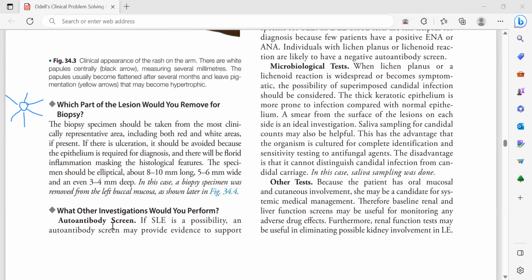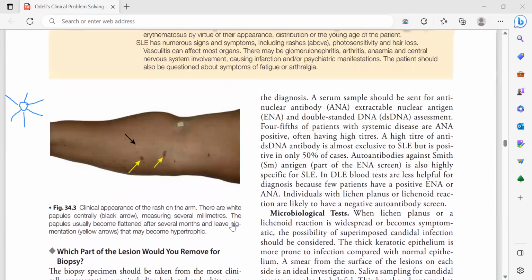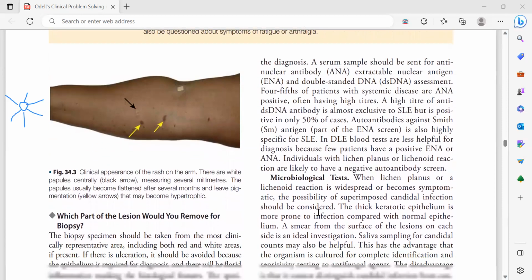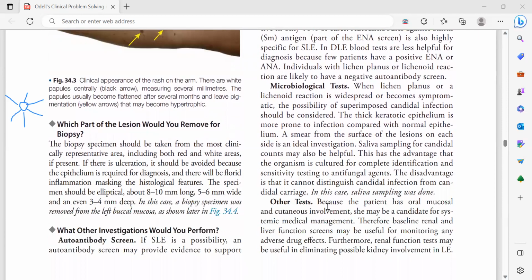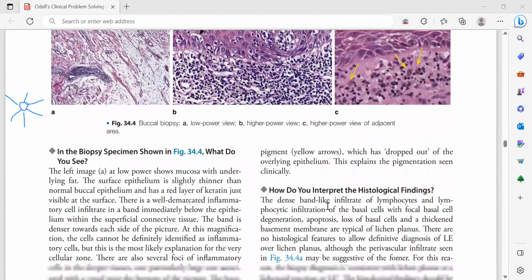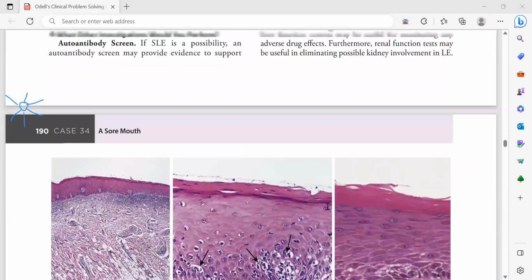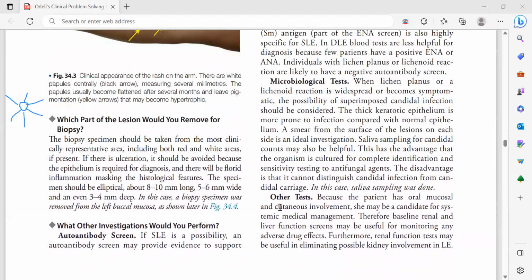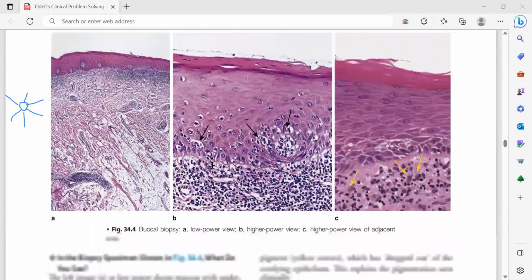Okay, and what other investigation would you perform? So there is some antibody screening you can do to rule out lupus erythematosus, okay, and microbiological tests or any other test. These could be additional tests that you can do, but biopsy is a must.